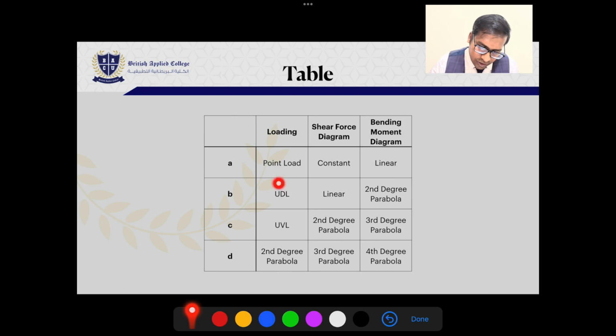If I go further, for a uniformly distributed load, the shear force is linear and the bending moment is a second degree parabola. For a uniformly varying load, the shear force itself is a second degree parabola and the bending moment will be a third degree parabola. So these are the most important loads which you will be studying in Pearson level 4. So don't worry about the final part.